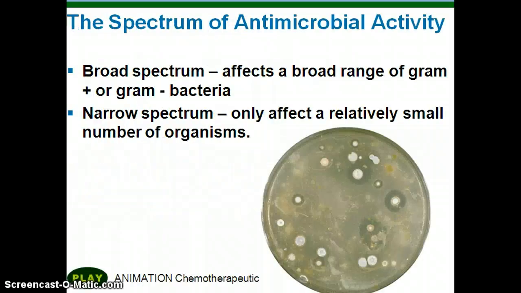When we look at antibiotics, we're interested in their spectrum. The spectrum is the range of microorganisms that it can affect. Antimicrobials will have two different ranges of spectrum, and that can be broad or narrow. A broad spectrum antibiotic or antimicrobial is going to affect a broad range of both gram-negative and gram-positive bacteria, whereas a narrow spectrum is only going to affect a relatively small number of organisms. For instance, penicillin G only affects gram-positive bacteria, so that would be a relatively narrow spectrum antimicrobial drug.